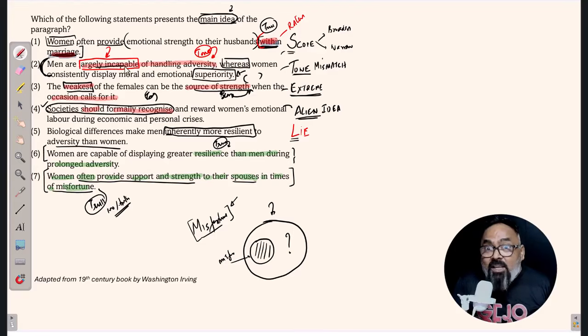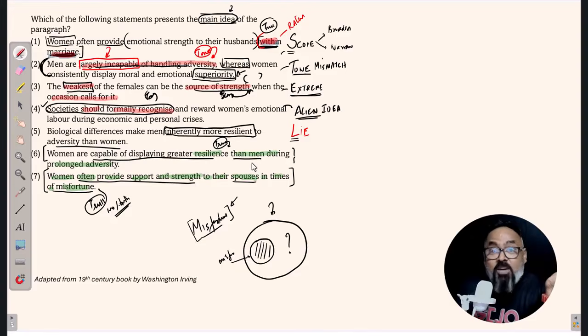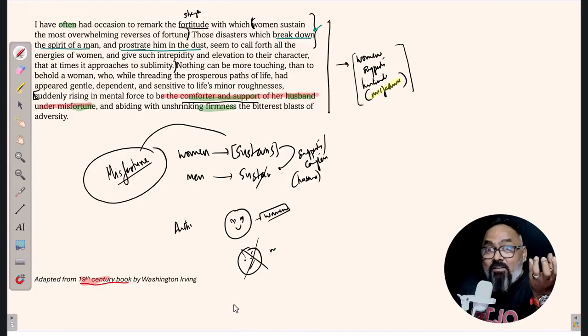Men are largely incapable of handling adversity and women are superior. No, that's not the tone. Women are capable of displaying greater resilience than men. That is a true statement. This is presented as a factual statement. It's not presented as demeaning men. This answer choice number 2 is presented as demeaning men. This is not. It is a true statement. But the problem is, the question asks about the main idea, and that is not the main idea.